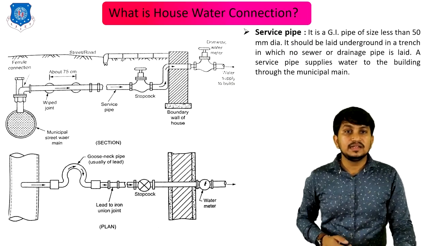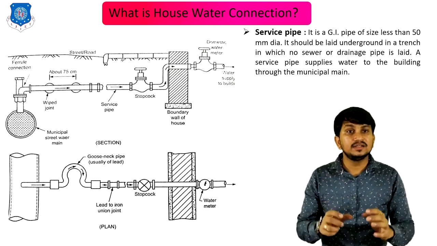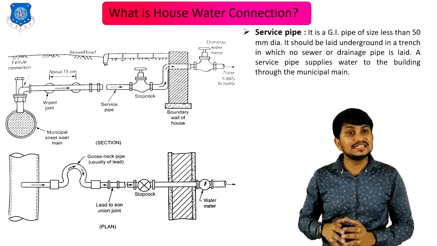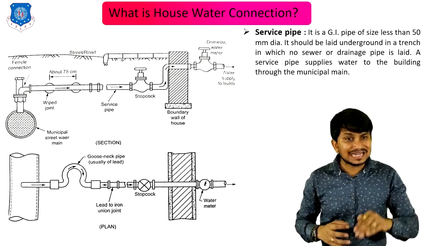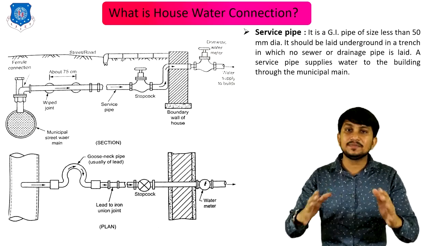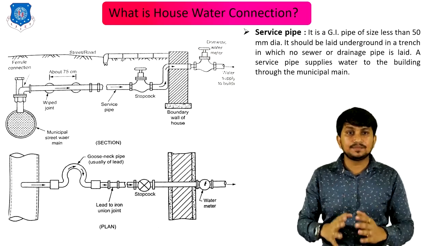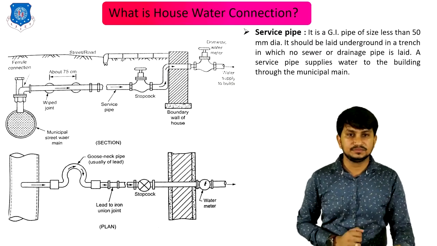Third is the service pipe. It is a GI, galvanized iron pipe of size less than 50 mm diameter. It should be laid underground in a trench in which no sewer or drainage pipe is laid. A service pipe supplies water to the building from the municipal main.